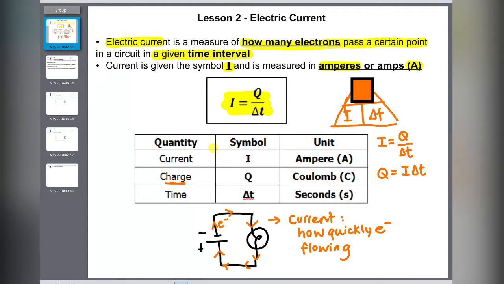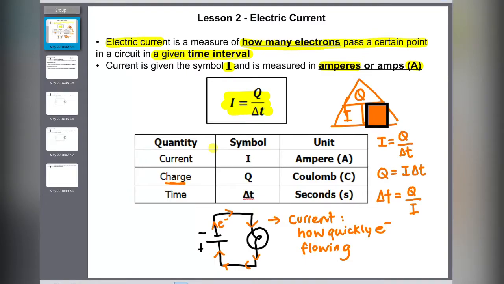And how about if we want to solve for T? I would write T equals, and then take my magic triangle and cover up the T. That's what I want. Q is at the top and I is at the bottom. So T equals Q divided by I.